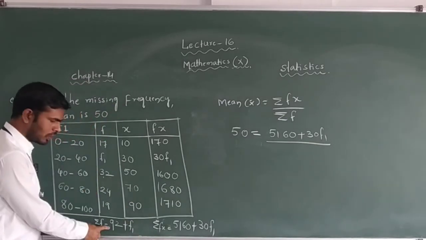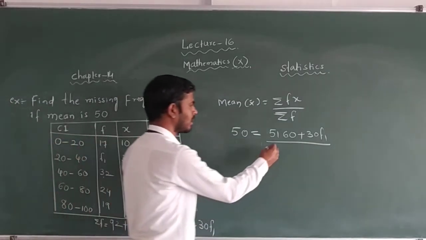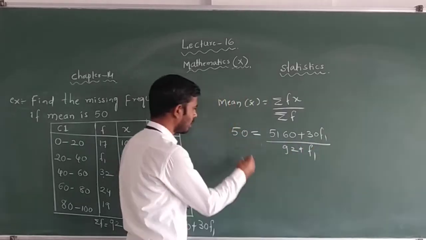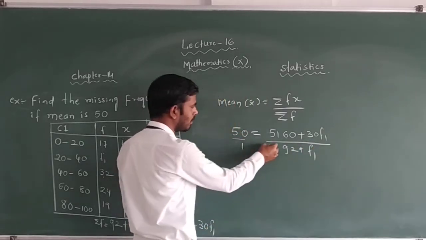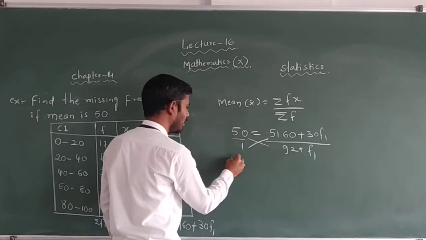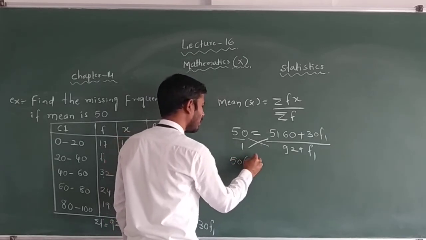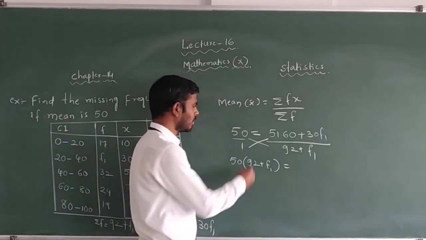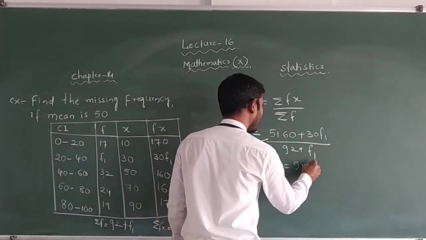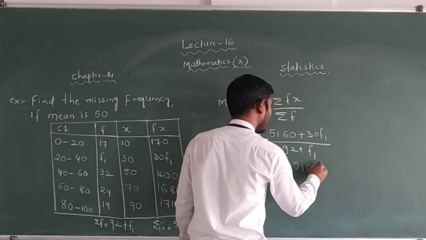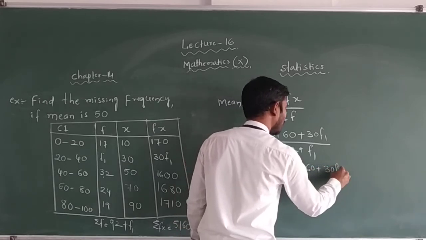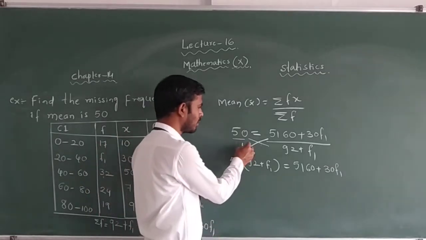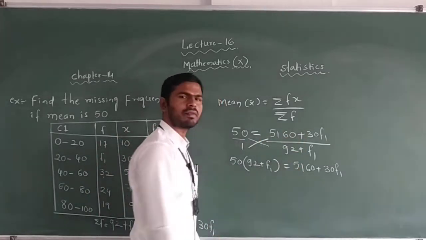Sigma f is 92 plus f1. So here nothing means 1. Cross multiplication: 50 into 92 plus f1 equal to 1 into 5160 plus 30 f1. Keep 30 f1 as it is, because 1 into this multiplied means we get the same number.